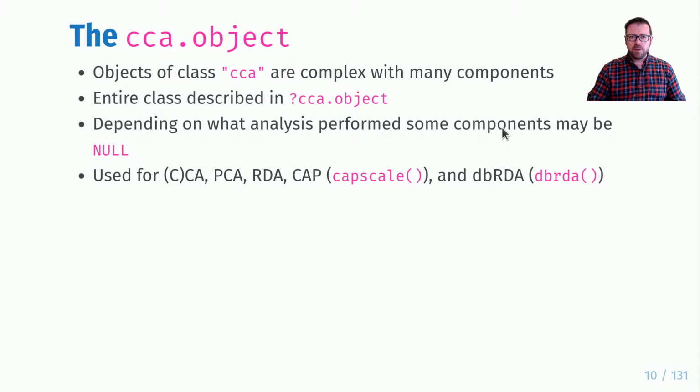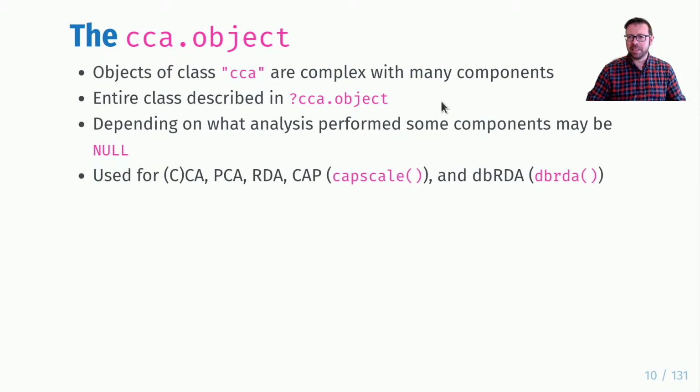So I'm just going to go through a few things. Often when people are very familiar with these methods, they want to start taking bits of information that they might be familiar with from other software and then doing things with them. So I want to spend a few minutes just talking about the CCA object. The object that you get back from rda, cca, capscale and distance-based redundancy analysis in vegan all inherit from this class cca, just for various reasons.